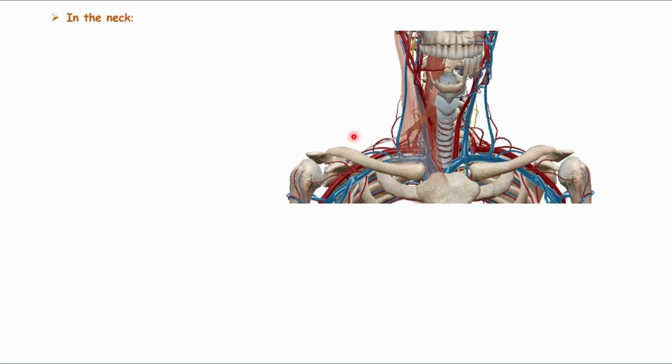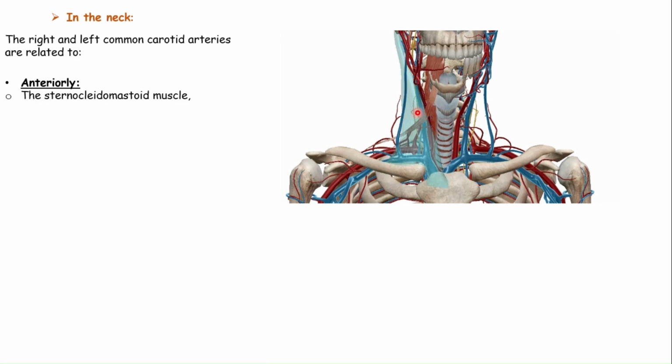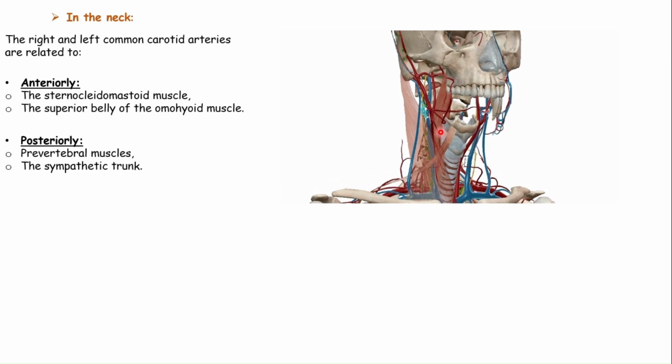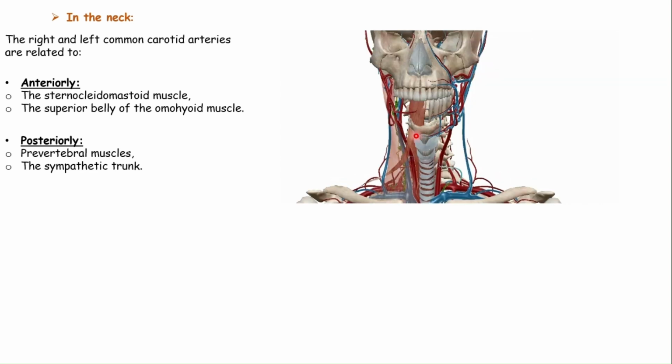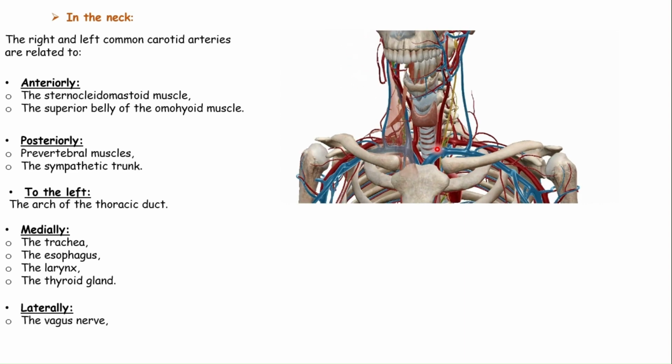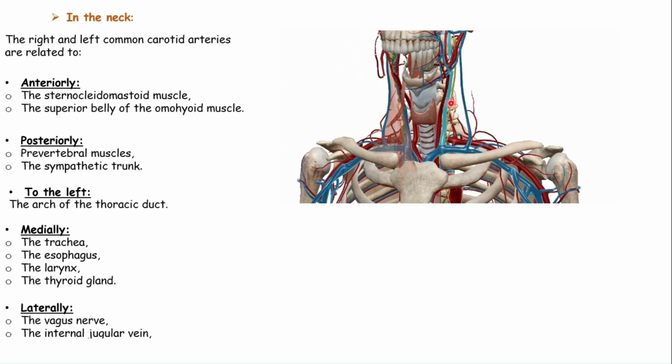In the neck, the right and left common carotid arteries are related to: Anteriorly, the sternocleidomastoid muscle and the superior belly of the omohyoid muscle. Posteriorly, the prevertebral muscles and the sympathetic trunk. To the left, the arch of the thoracic duct. Medially, the trachea, the esophagus, the larynx, and the thyroid gland. Laterally, the vagus nerve, the internal jugular vein, and the phrenic nerve.